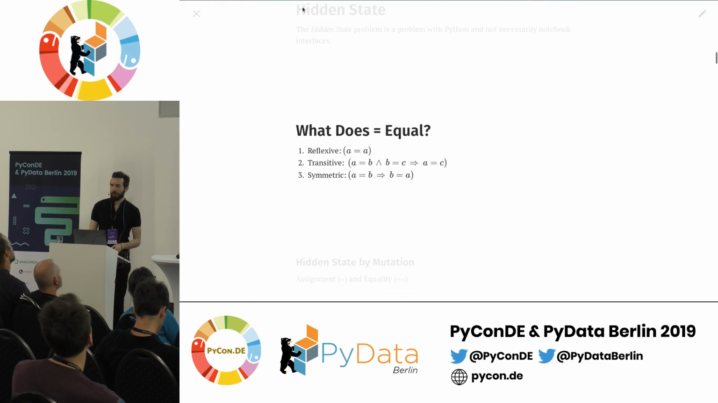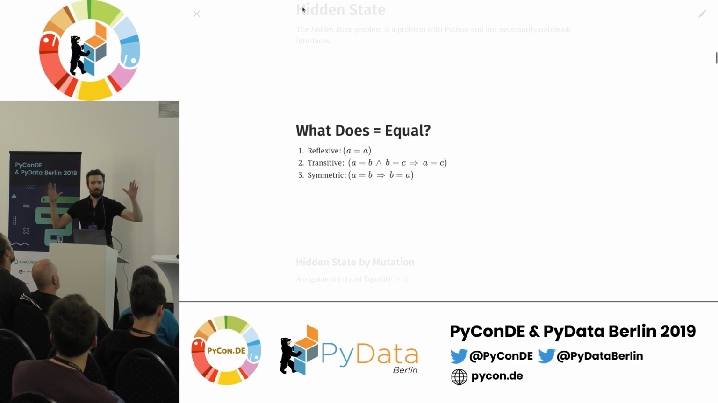Okay, so we have to start at the beginning. What is the equality sign? Because that's how we determine a lot of state in Python. And when we grew up in grade school, we learned some things about equality. Equality has these characteristics. It's reflexive, it's transitive, it's symmetric. Transitive: if A equals B and B equals C, then A equals C as well. Symmetric: A equals B, B equals A.